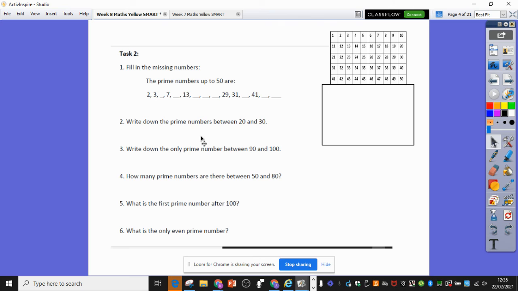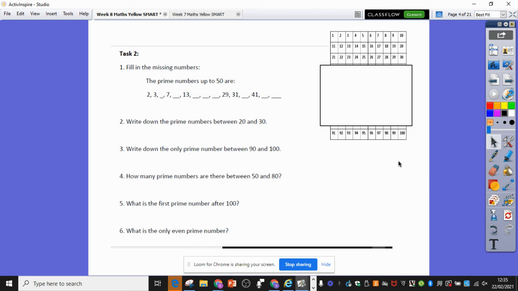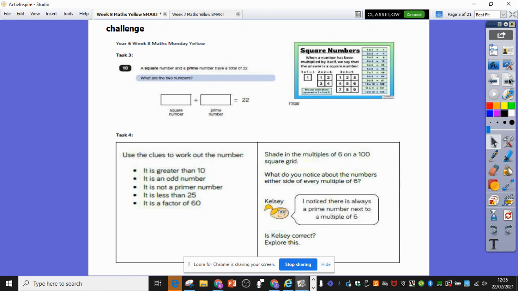And then write down the prime numbers between 20 and 30. Okay, so we're looking at that bit, the bit in the middle here, between 20 and 30. So what prime numbers have we got there? So that yellow group is your task 2. So use your 100 square that you completed in task 1 to help you calculate those questions. And then when you've done that, I'd like you to move on to task 3.